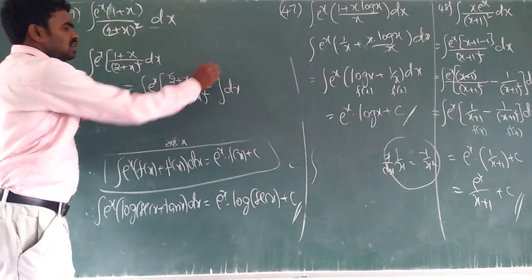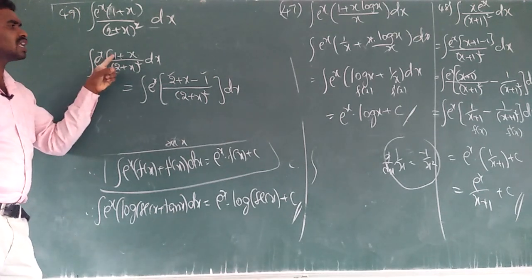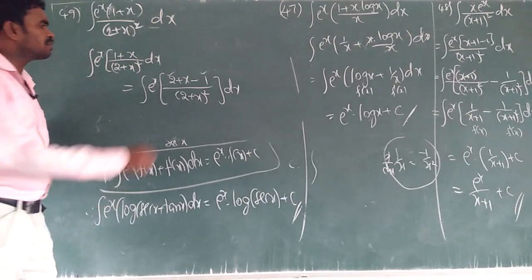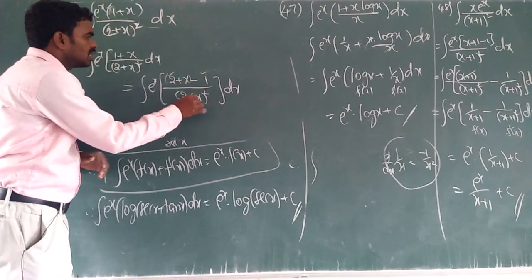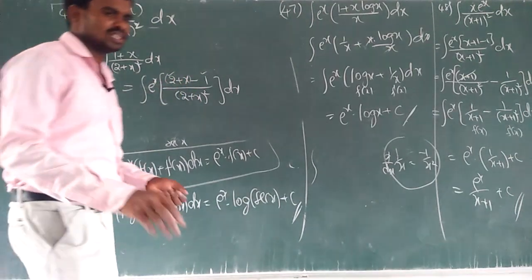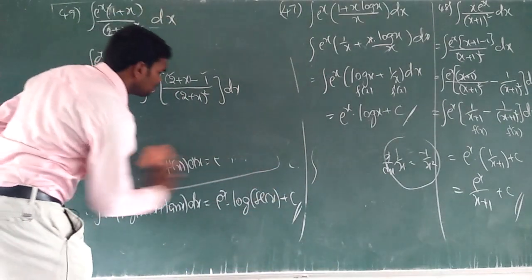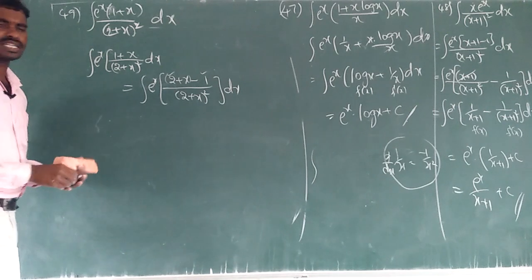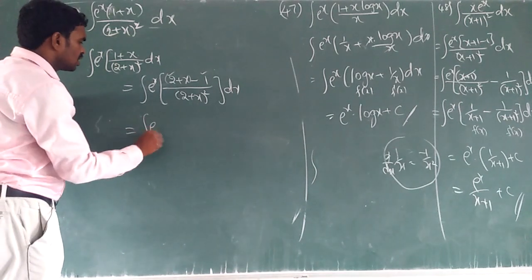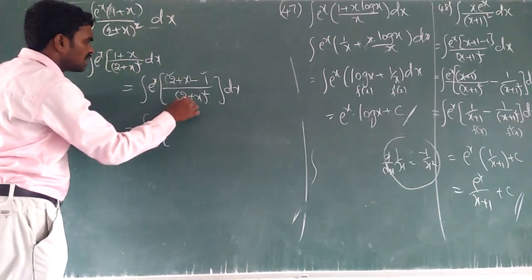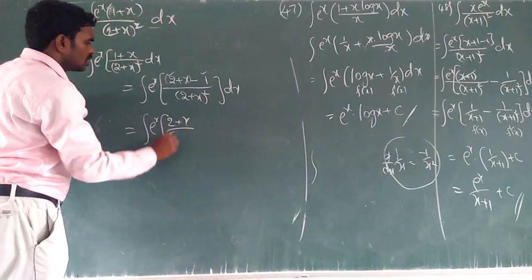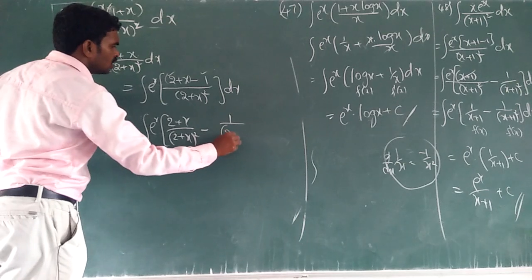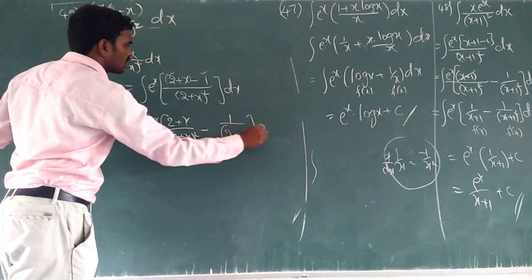What about 2 minus 1? 1 only. This 1 can be written as 2 minus 1, and x written the same, so that we get the same term in the denominator. In the next step, by separating numerators, we can write e power x into (2 plus x) by (2 plus x) whole square minus 1 by (2 plus x) whole square.